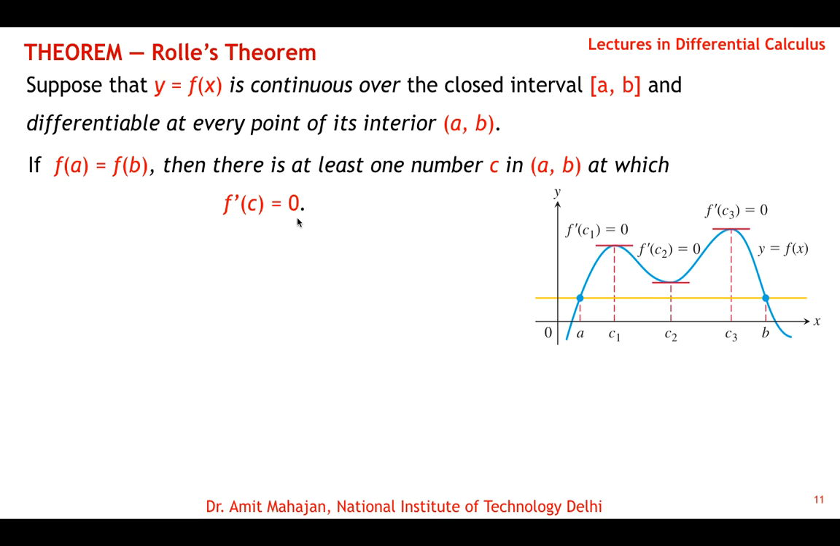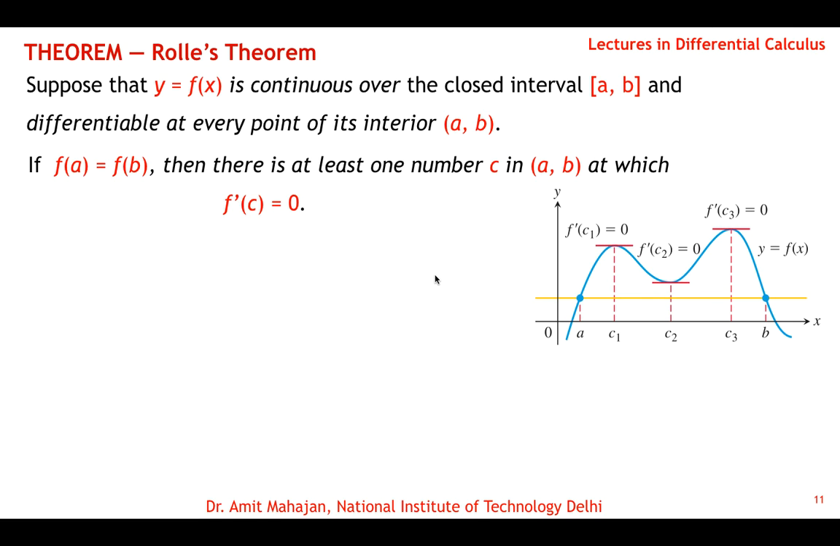Say, for example, there is a curve like this, and there is a point a and a point b, and the function value at a and the function value at b are equal. If this is true, under the condition that the function is continuous and differentiable at every point in the interior of (a, b), then there are points, or at least one point, where the slope is parallel to the x-axis. The derivative at this point is 0.